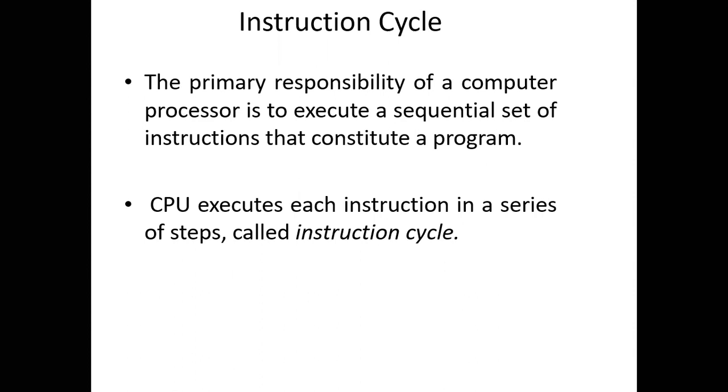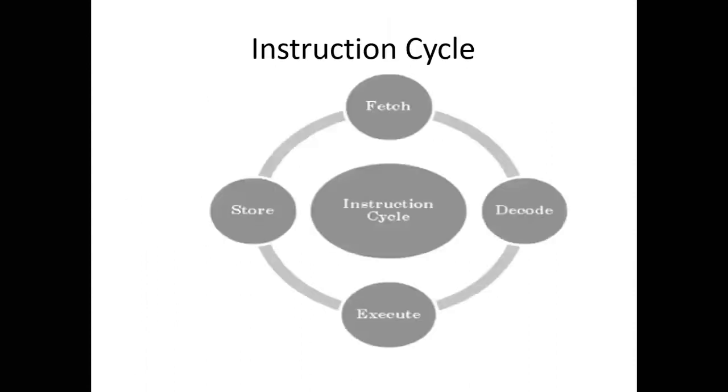Instruction cycle. We've talked about what the computer does. Even in the definition, it's all there: accept input, work on the input, give out the desired output. Now, to perform this task, the CPU will perform it in a series of steps, and this forms what is called the instruction cycle.